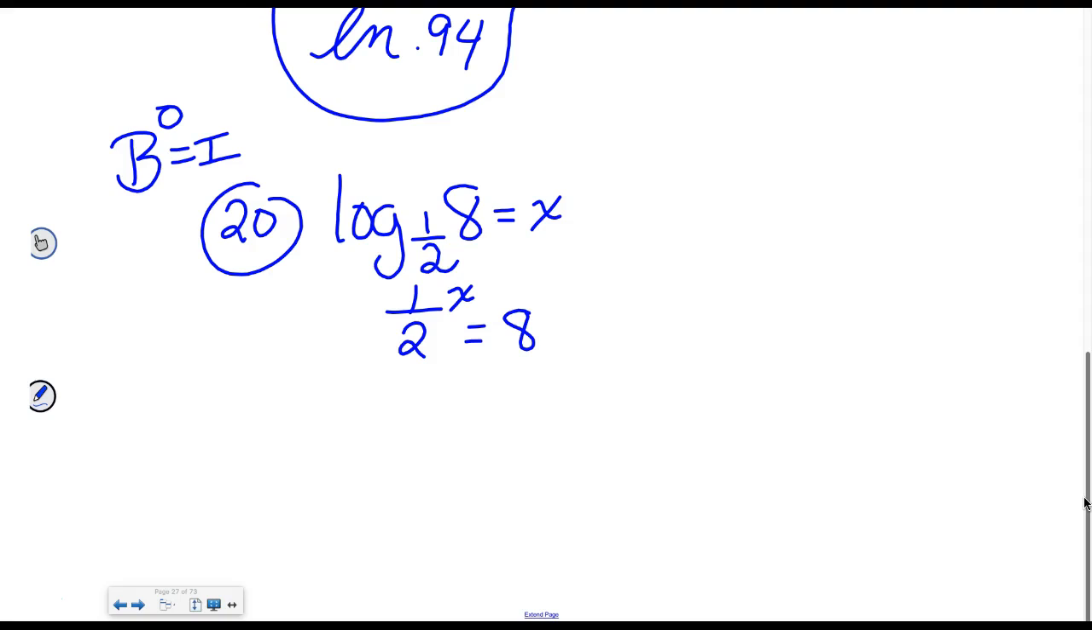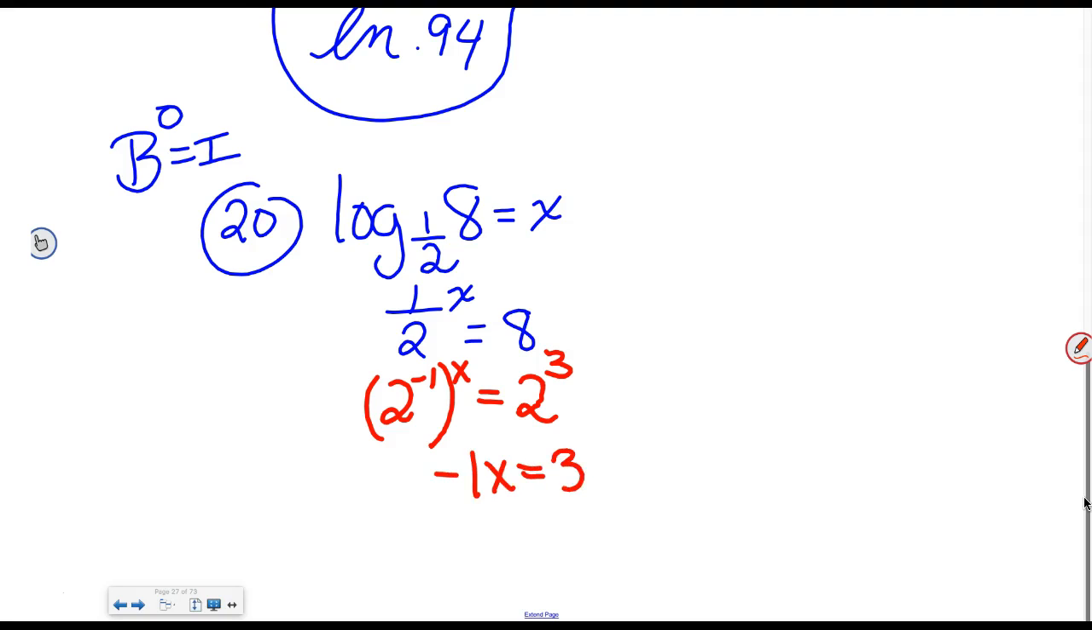This is where I go get that common base, and I can see those 2's embedded in here. 8 is 2 times 2 times 2, or off your orange sheet, you'll choose 2 to the third. 1/2 is 2 to the negative 1. So if I had to show my work, that's what I'd show. Now that I have a common base, I can set the exponents equal, and that'll help me solve for x correctly. So number 20 is done.